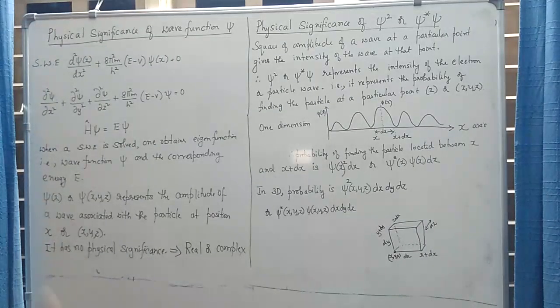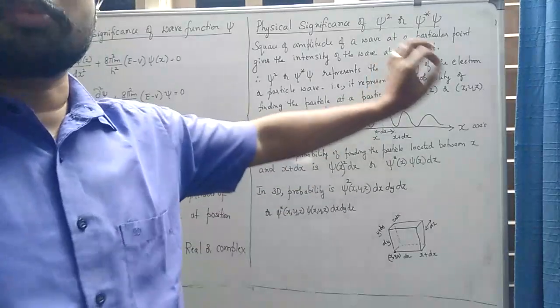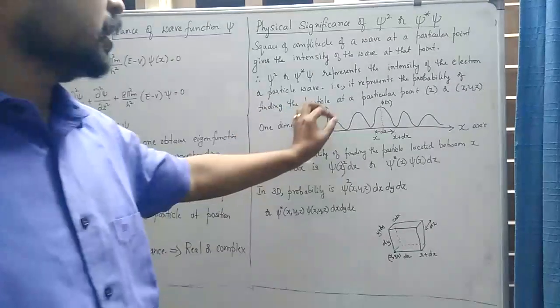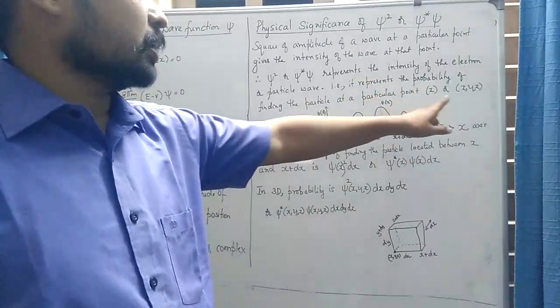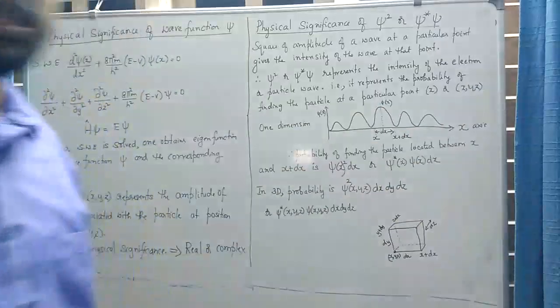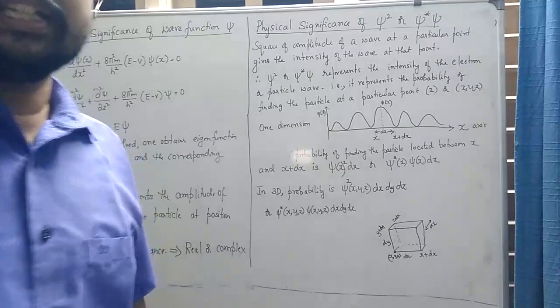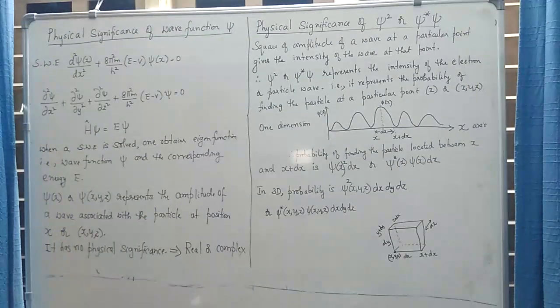To be more particular, it represents the probability of finding the particle at a particular point x, or a particular point x, y, z in 3 dimension. So I repeat, what is the importance or the meaning of the square of a wave function, psi square? Psi square is nothing but the probability of finding the particle at that particular position x in 1 dimension, or the particular position x comma y comma z in 3 dimension.